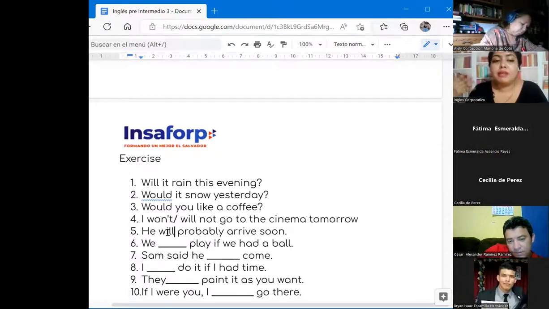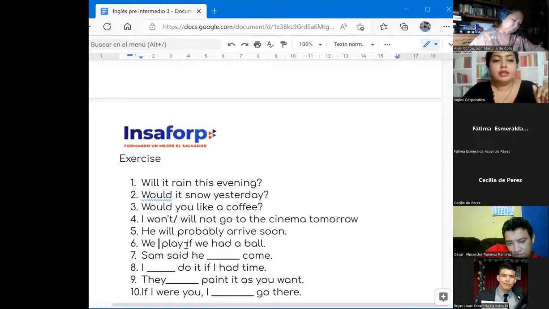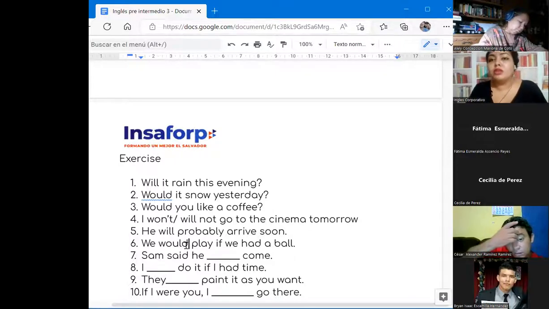Right. Then, number five. He probably arrived soon. He will probably arrive soon. Probablemente llegue pronto en el futuro. Then, number six. We play if we had a ball. Had is in past. Good. We would play if we had a ball. Hubiéramos jugado si hubiéramos tenido la pelota. Pero como no la tuvimos, no jugamos.